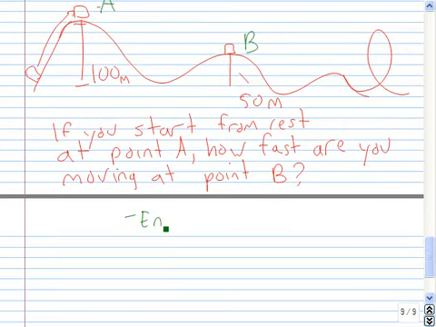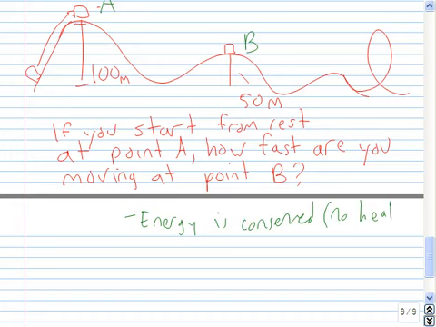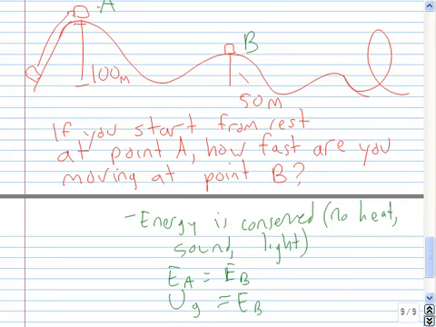Energy is conserved. No heat, sound, light. Okay, so E1, or EA, I guess I could say, equals EB. Well, the energy at point A, let's see. At point A, it's just got potential energy, UG, right? Because it's not moving over here. It's 100 meters up. EB, it's got some potential energy still. It's 50 meters up. I'm sorry, it's UB.